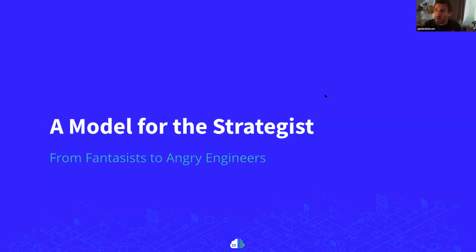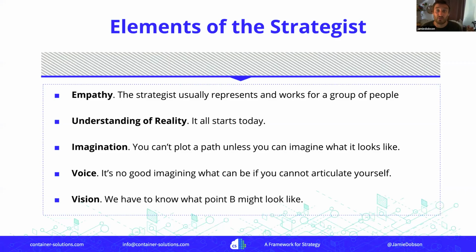And so we talk about this because often a company might be able to cook up a strategy, but you'll never see it through to completion unless you're extremely resilient. So let's just take a look at what we think of as the key elements of the strategist. They look something like this. So the first thing is empathy.